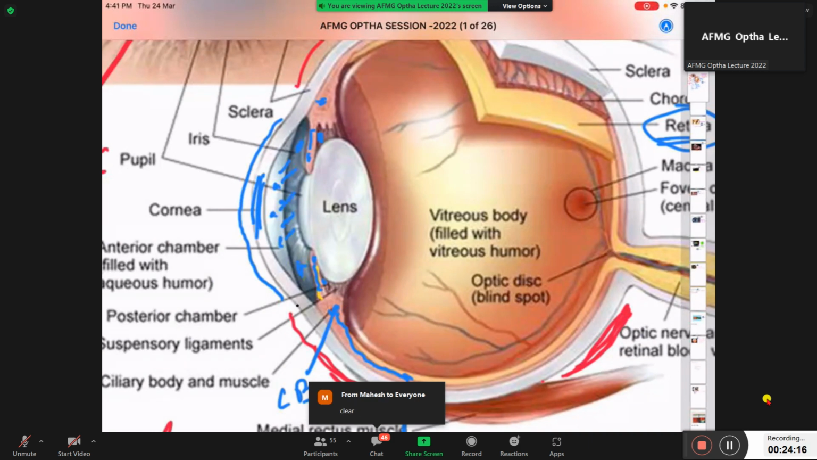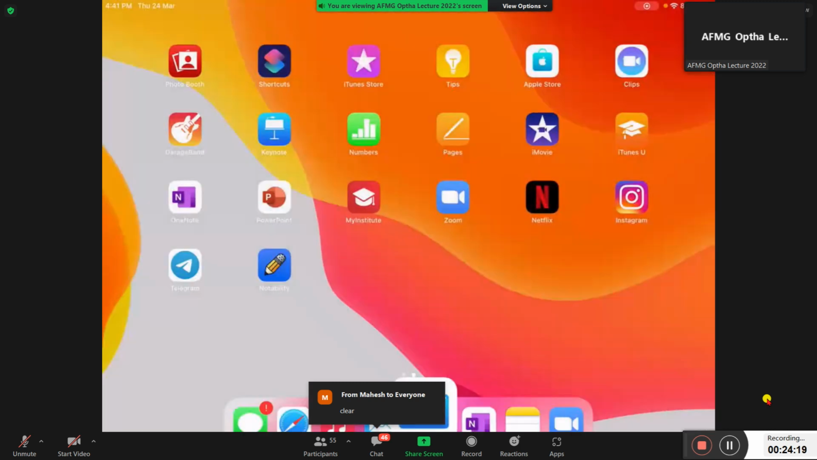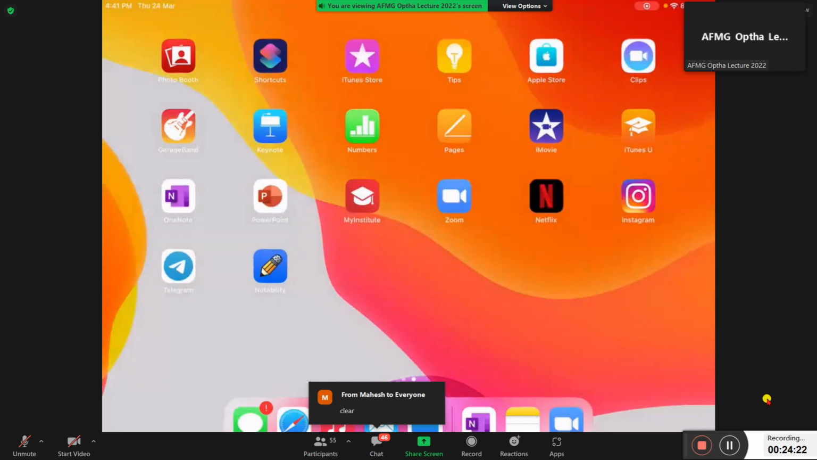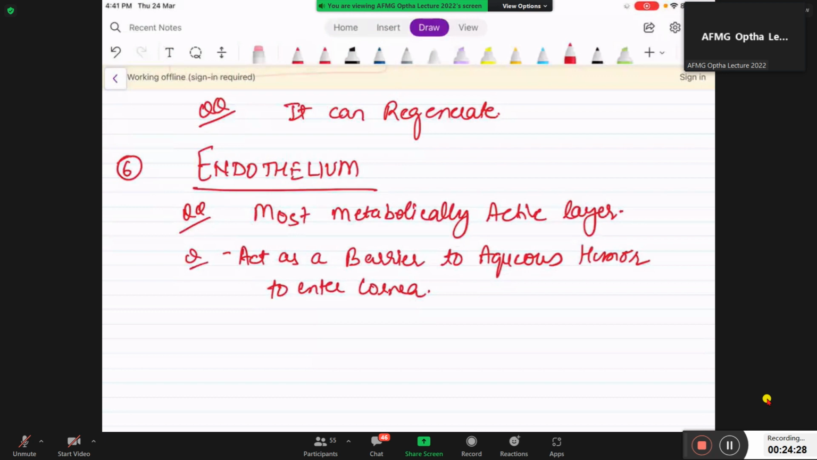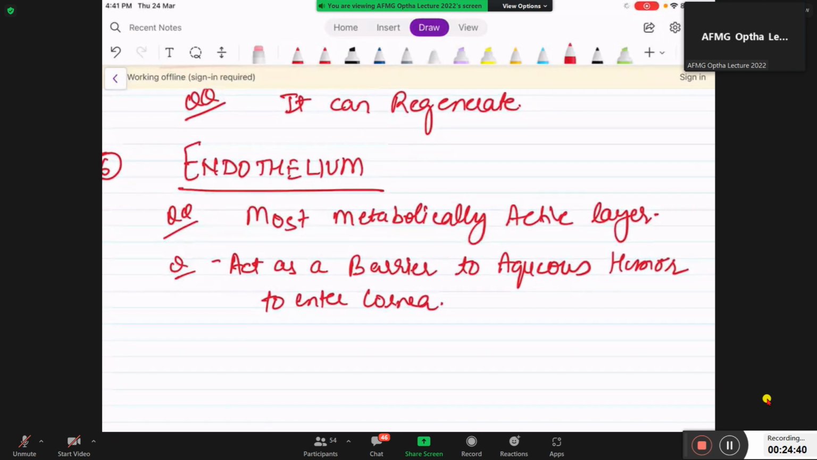Okay, great. So now coming back to the endothelium. As I told you, this is the metabolically most active layer and it acts as a barrier to aqueous humor, which prevents the entry of the aqueous humor inside the cornea, right? So it acts as a barrier. Suppose there is any injury to the endothelium of the cornea, what will happen? Automatically, the liquid which is aqueous humor in the anterior chamber will try to enter the inner layers of the cornea, right?